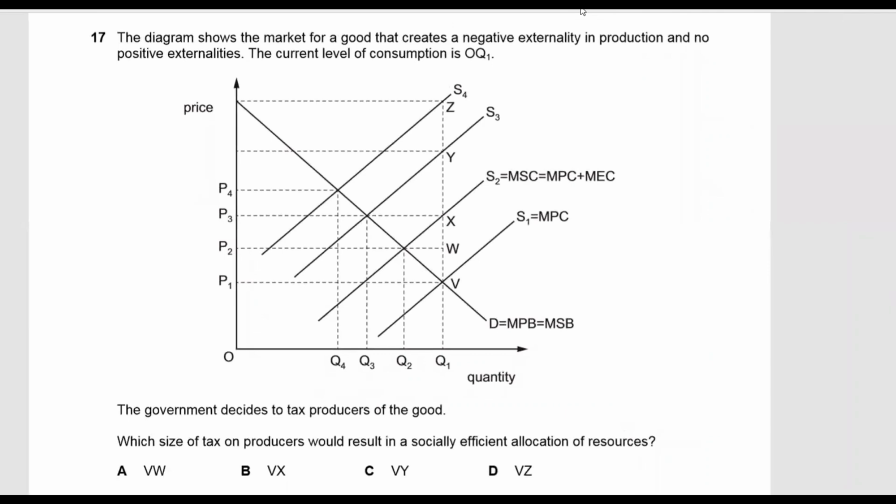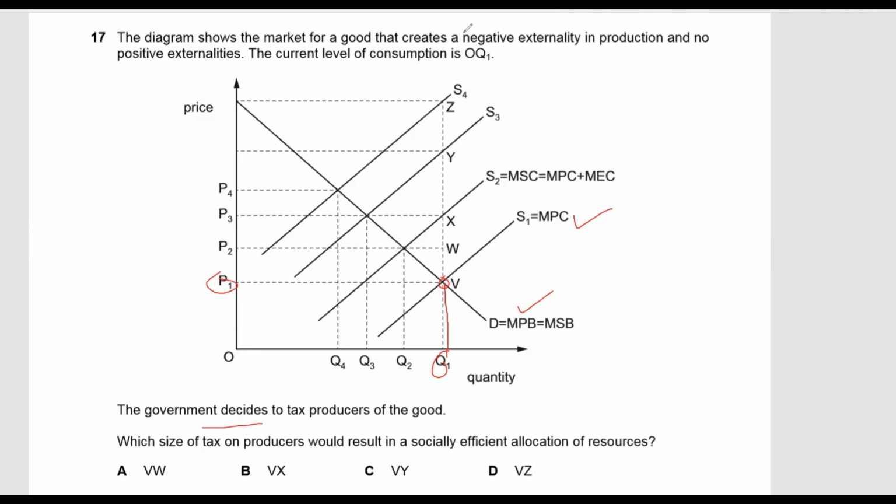Okay, the last question of this video is question number 17. The diagram shows the market for a good that creates negative externality in production and no positive externalities. The current level of consumption is OQ1. So OQ1 is the current level of consumption. It means initial equilibrium is at this point where marginal private cost is equal to marginal private benefit and price is P. Now what happens?